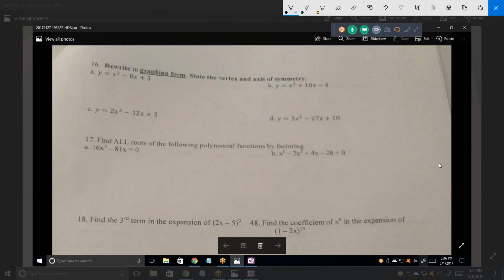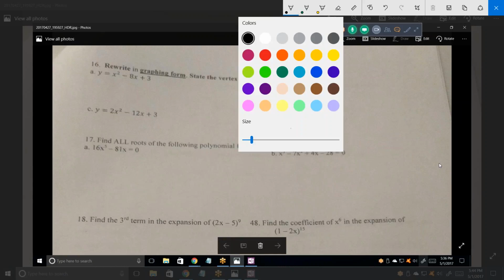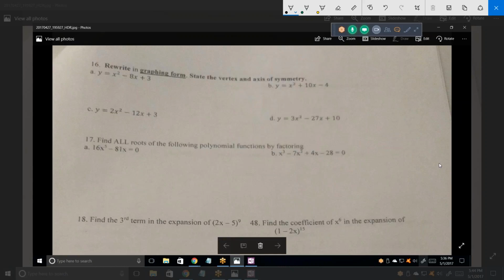Let's take number 17A. They're good. These are tough. These are tougher than the stuff we've been working with in the CPM. It's my first step in A. Find all roots by factoring. So factor that. Greatest common factor. Always start there.